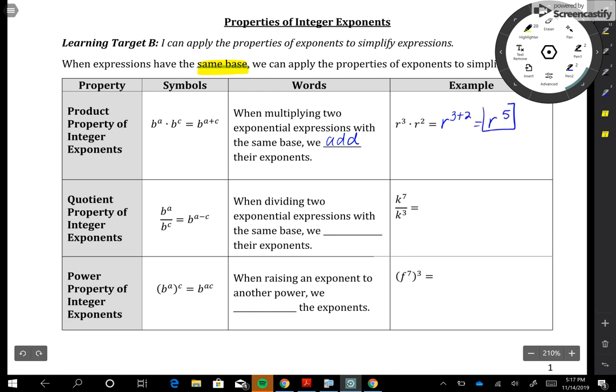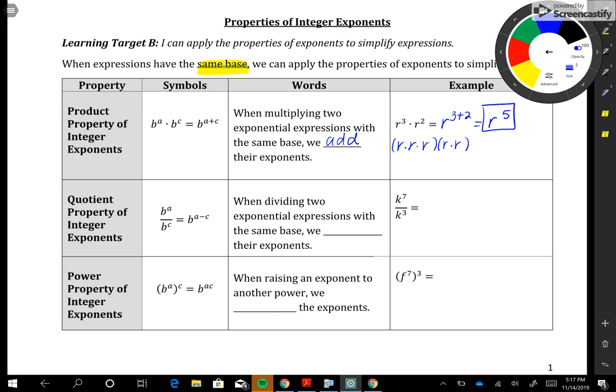But I want to show you by expanding why that is true. R cubed we know is r times itself 3 times, so I'm going to put that in parentheses: r times r times r. But then we're multiplying that times r squared, which is r times itself 2 times. So actually we have r times itself 5 times. Hence why we just had to add the exponents and we get r to the 5th.